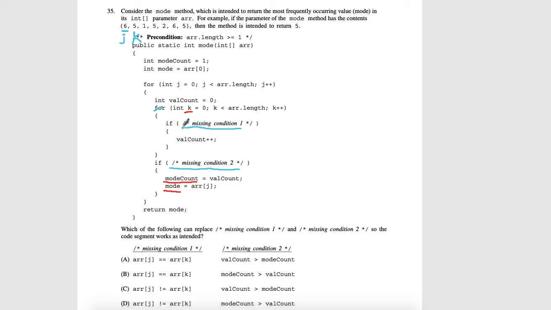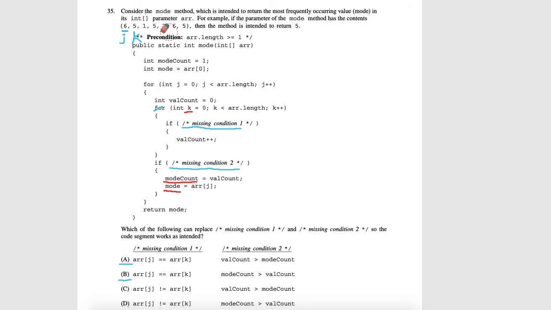So in other words, what we need in here is something which says the element in index position j is equal to the element in index position k, because those are the circumstances where you want to increase val count by 1. Well, there are only 2 of those, answer choice A and answer choice B.